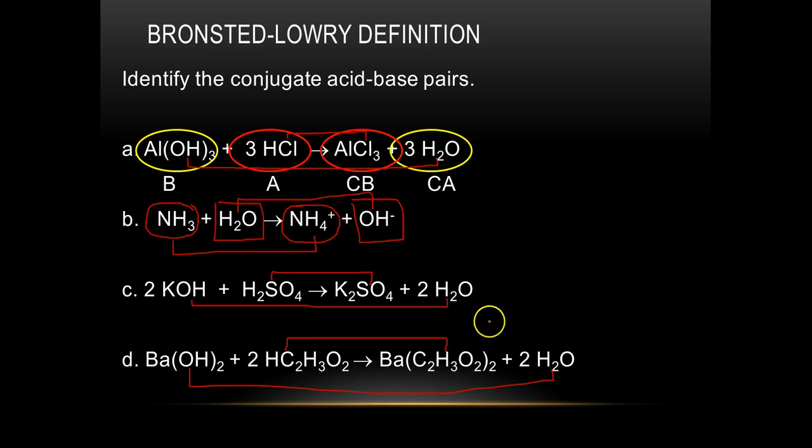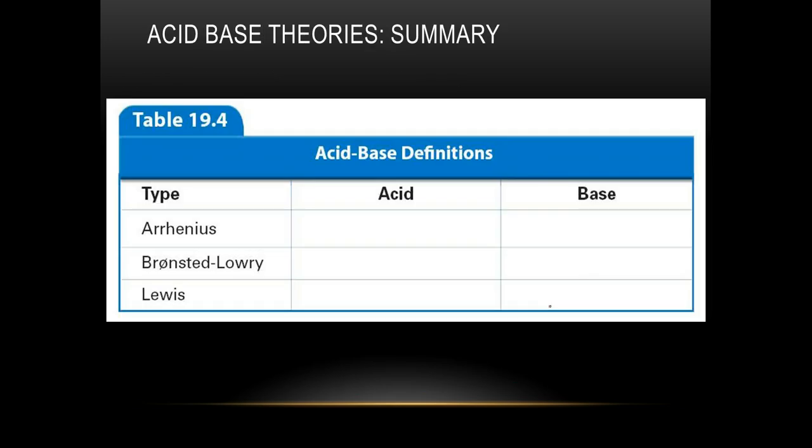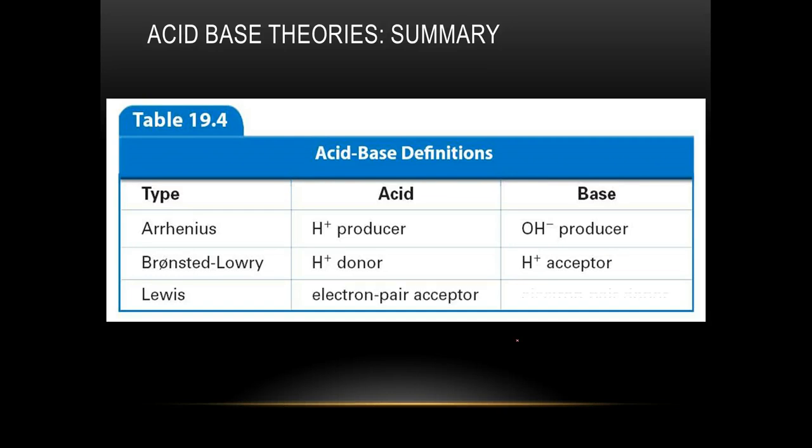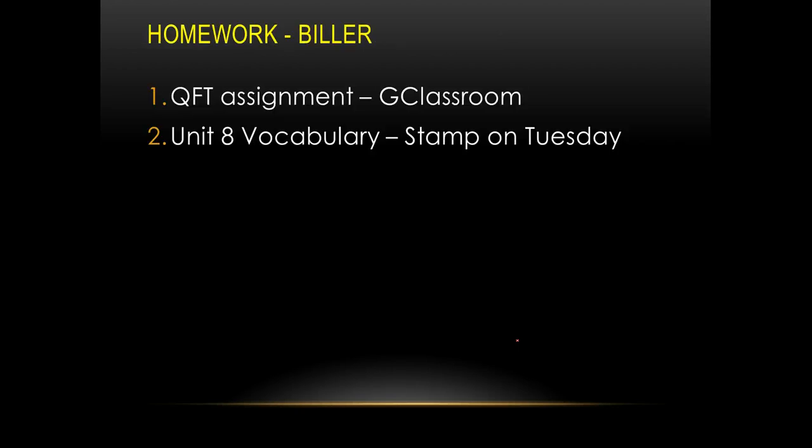Well, don't worry, we'll review more of this in class as well. Just to bring it together, Arrhenius is an H+ producer in solution with water for an acid, and an OH- producer for a base. Bronsted-Lowry is an H+ donor, H+ acceptor, and you do not have to be in water. And Lewis, don't worry, but there it is, and we are done.